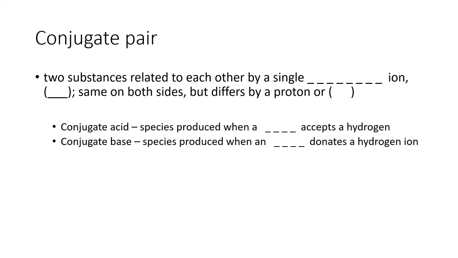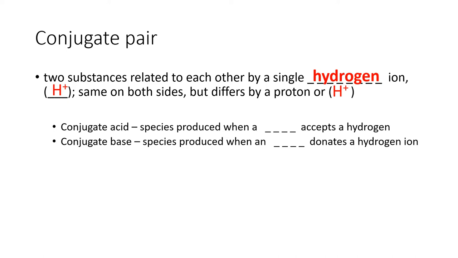As we react an acid and a base, we find that we get what are called conjugate acids and bases. Within these reactions, you will have a conjugate pair. Now, the conjugate pair are two substances related to each other by a single hydrogen ion. Remember that hydrogen ion is the same as the proton or a hydrogen nucleus. In other words, on the reactant side and the product side, the only thing they differ by is an H plus.